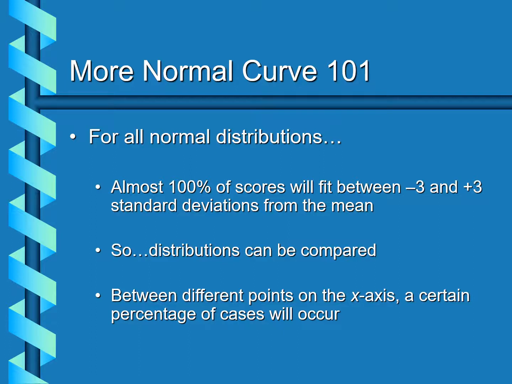All normal distributions, again, fall between -3 and +3 standard deviations from the mean, right? So we can compare those. We can compare our distributions. Our class distribution of ages, if we had a large enough class size, can be compared with another class. And we can see what the mean is for each one of them. And again, between different points on the x-axis, a certain percentage of cases will occur. This is a fact. This is the way that it is. You can identify clearly these particular ones.